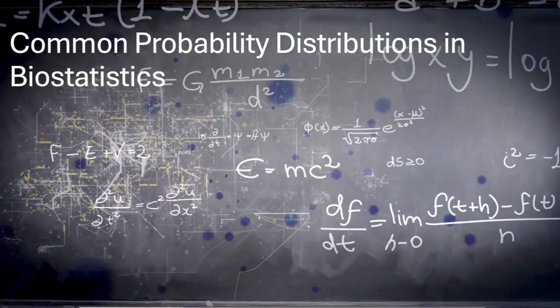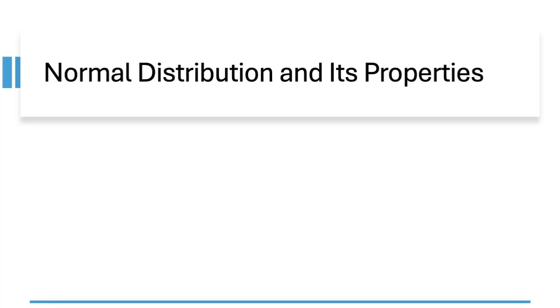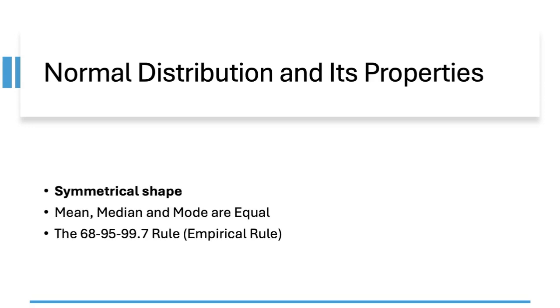Okay, let's get started. First, let's talk about the normal distribution again. It's also known as the bell curve. The normal distribution is one of the most important probability distributions in biostatistics because many natural phenomena, like height, blood pressure, IQ scores, and cholesterol levels, follow this pattern.